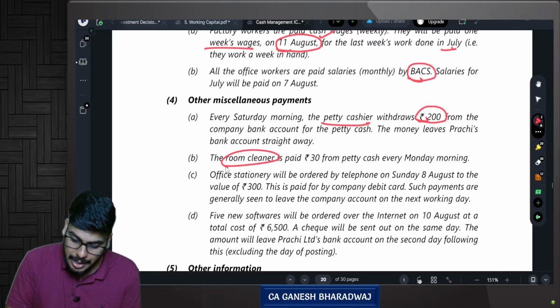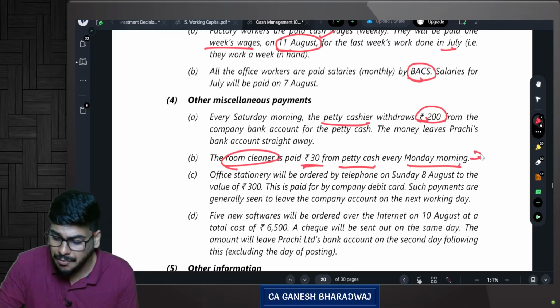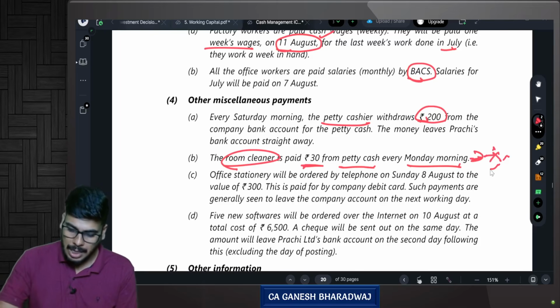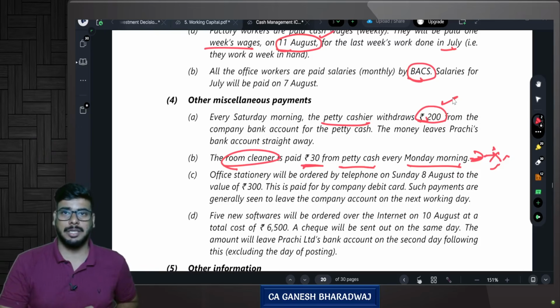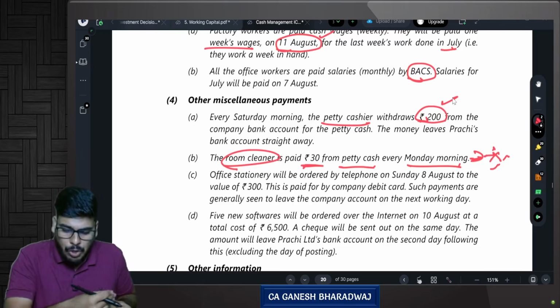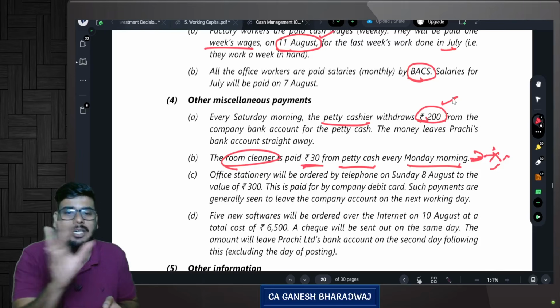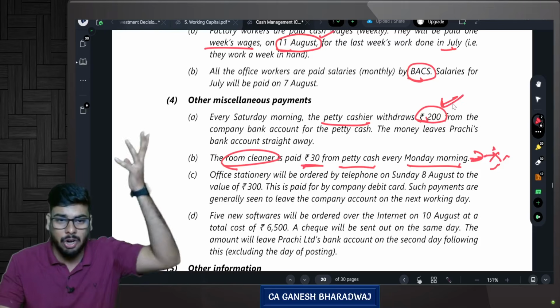Now, the room cleaner is paid 30 rupees from the petty cash every Monday morning. Very important. Now, this petty cash 200 rupees is withdrawn and kept with the cashier, correct? I have reduced this 200 from my funds. Now, from this 200 that the cashier has in his hands, he is paying 30 rupees, 20 rupees, whatever it is. Now, this will not impact my bank balance. Why? Already I have withdrawn 200 rupees.